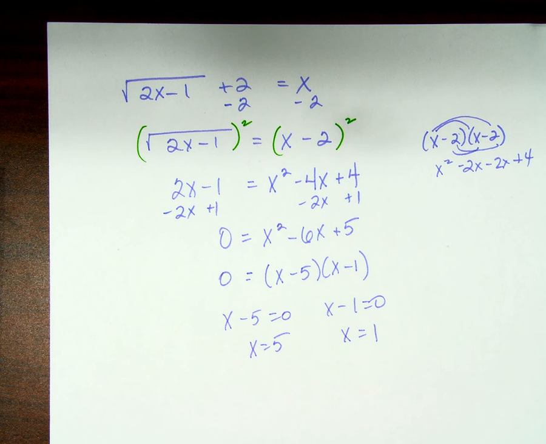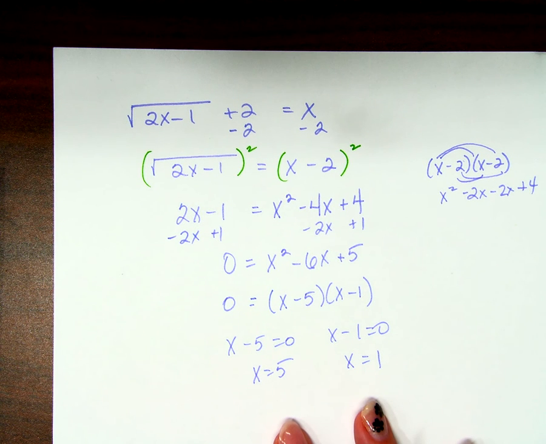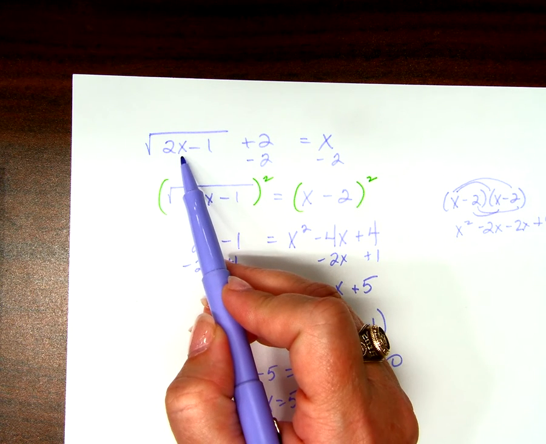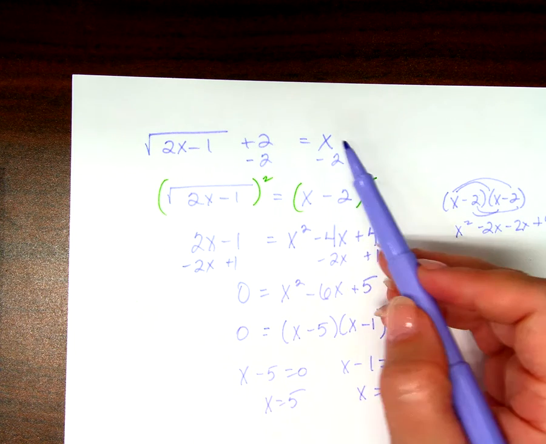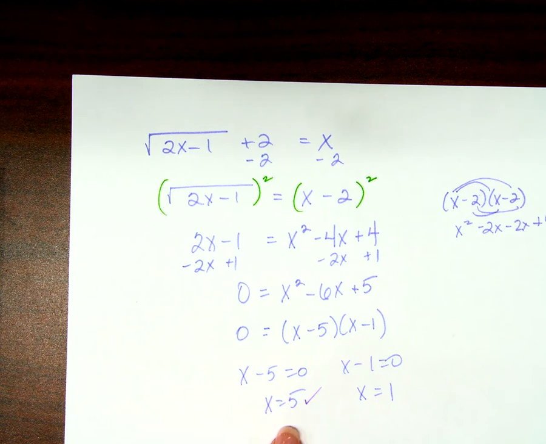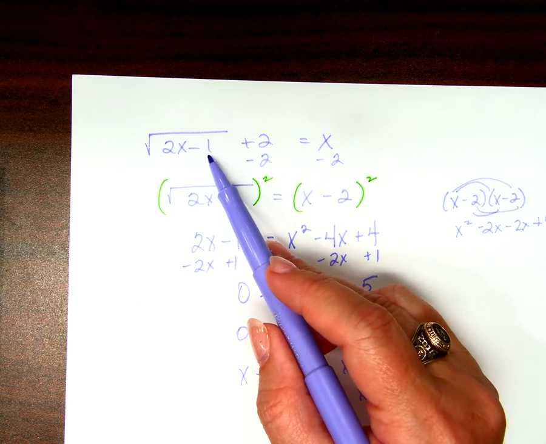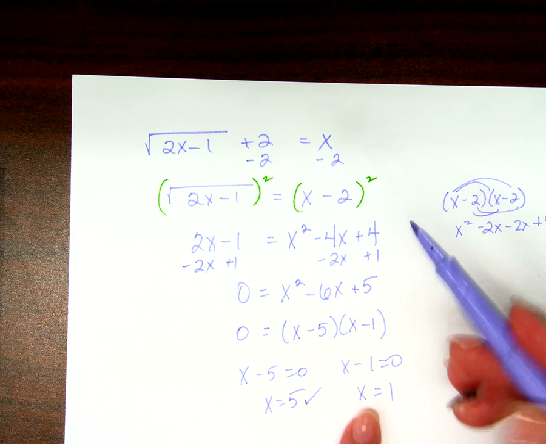Now, do they both work? Is it possible to get two answers and one of them works and one of them doesn't? Is it possible to get two answers and neither one of them works? Is it possible to get two answers and both of them work? Well, we'll just try it. 5: 2 times 5 is 10, minus 1 is 9. Square root of 9 is 3, plus 2 is 5. That one works. 1: 2 times 1 is 2, minus 1 is 1. Square root of 1 is 1, plus 2 is 3, which is not 1. That one does not work.